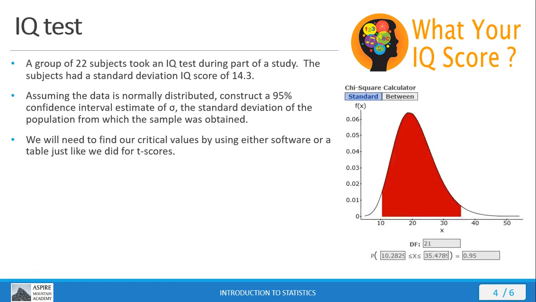So here is my chi-square calculator in StatCrunch. Notice the numbers that I'm putting in. I've got 21 degrees of freedom because it's one less than the sample size of 22. I've got my confidence level of 95%, which I stick in here. And I'm selecting the between option because I want two tails, one on the left and one on the right. So there are my numbers for my chi-square calculator. Okay, so the number there on the left is going to be that critical value on the left. The number on the right is going to be that critical value on the right. So there are my critical values.